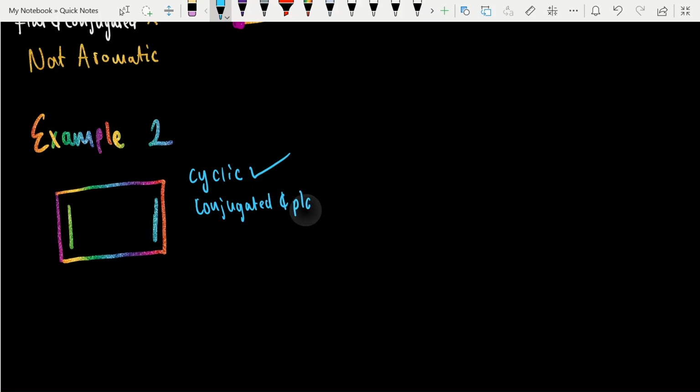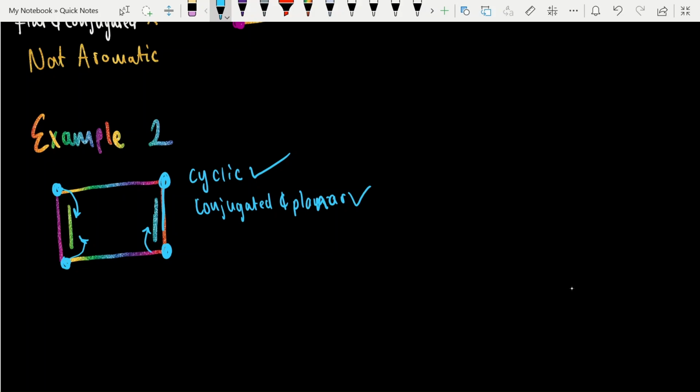Is it conjugated and planar? What would you say? We ask, do we have a carbon or a free carbon that doesn't have a double bond? If we look at this one in the corner, it has a double bond here. This one in the corner has a double bond here. This one in the corner does have a double bond. The last one also has a double bond. So done, they're conjugated and planar. All the carbons have a double bond.